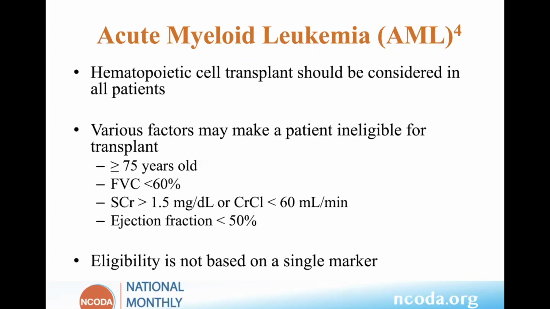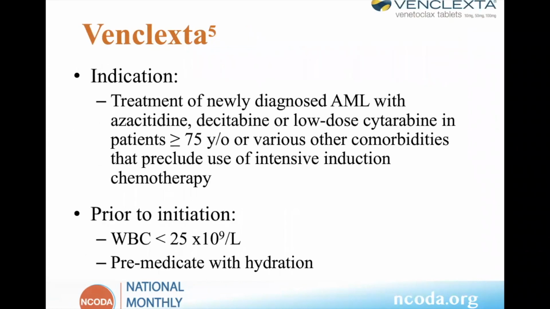Venclexta is indicated in the treatment of newly diagnosed AML with azacitidine, decitabine, or low-dose cytarabine in patients over the age of 75 or with various other comorbidities that preclude us from using intensive induction therapy. Prior to initiation, we do want to check those white blood counts. And it's very important that these patients get pre-medicated with hydration in the infusion setting, just so we can help reduce that risk of TLS in these patients.